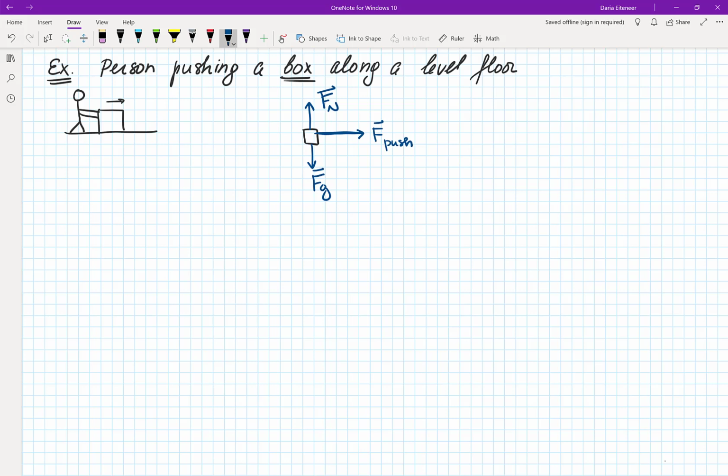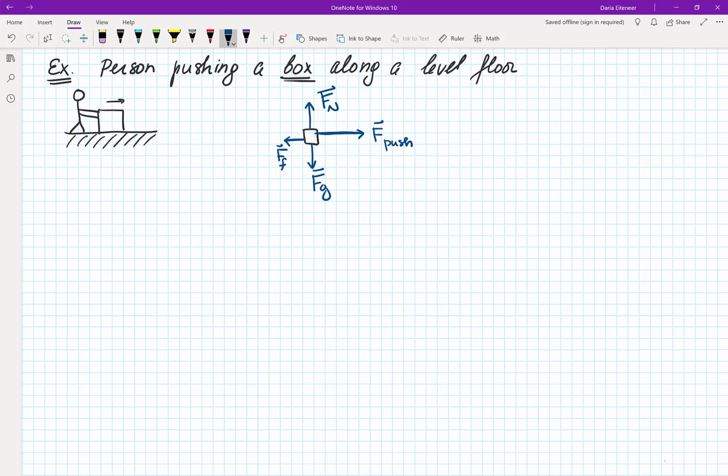This problem also didn't say anything about friction. So let's just assume there is friction. Typically, it's a valid assumption. So force of friction is going to oppose the motion, be opposite of that force of push, right? So I'm going to draw it like this.